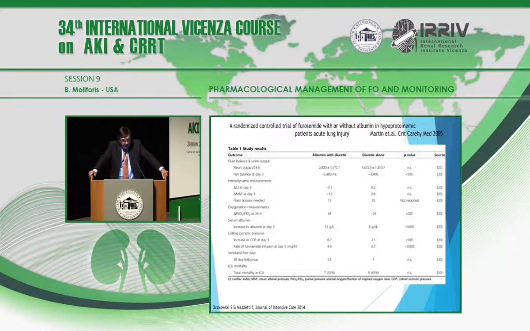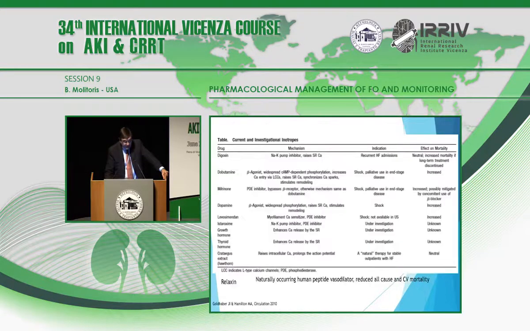Now, this was, again, a small study. The reviews of this indicate that we do need larger studies before any kind of meta-analysis can be done and drive whether or not we should be using albumin in hypoalbuminemic patients for this type of phenomenon. So what about inotropes?